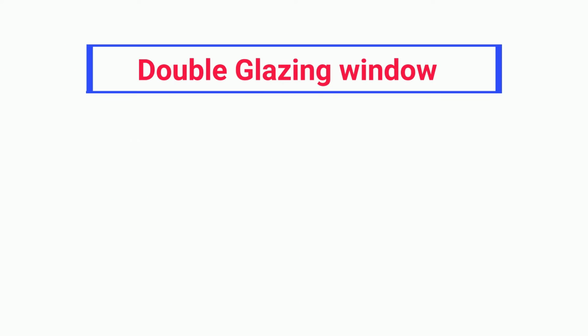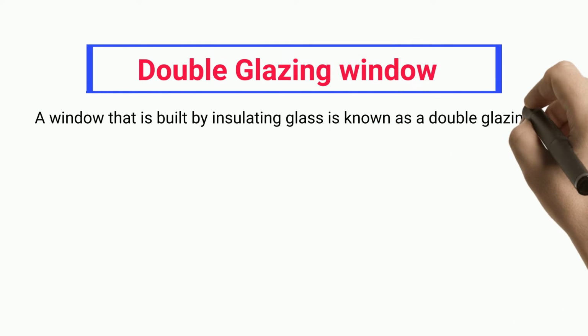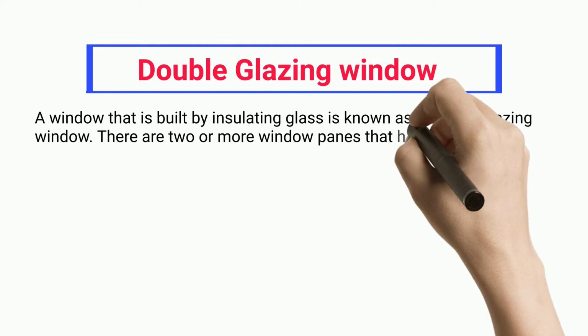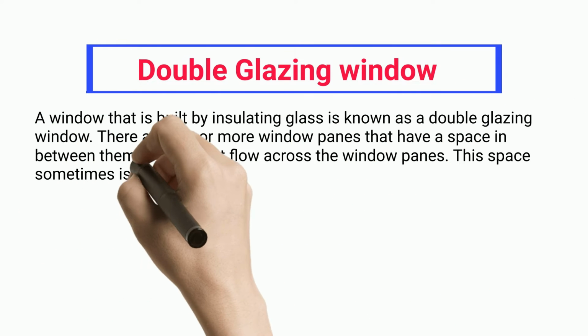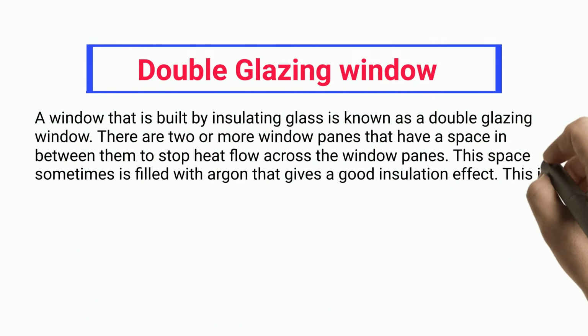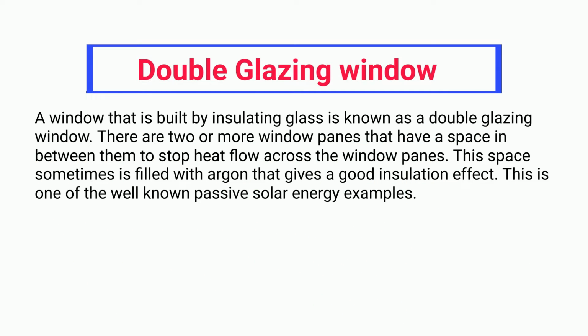Double glazing window. A window that is built by insulating glass is known as a double glazing window. There are two or more window panes that have a space in between them to stop heat flow across the window panes. This space sometimes is filled with argon that gives a good insulation effect. This is one of the well-known passive solar energy examples.